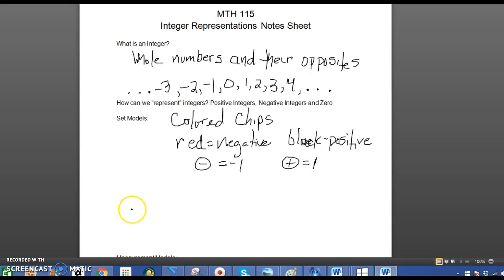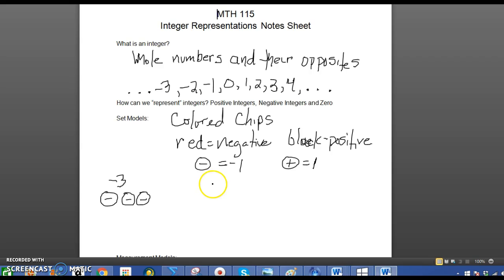So when we want to represent a number such as negative 3, I'll just use chips so I don't have to worry about colors. We can use 3 negative chips there. And so that would show negative 3. If I wanted to show positive 3, I'd need 3 positive chips.